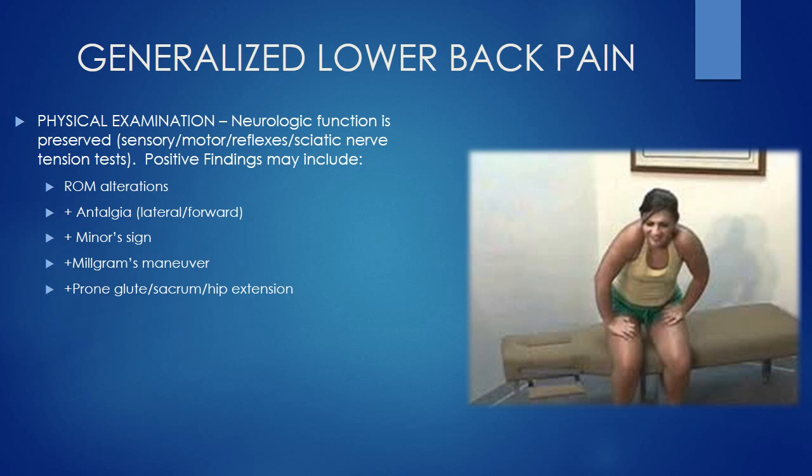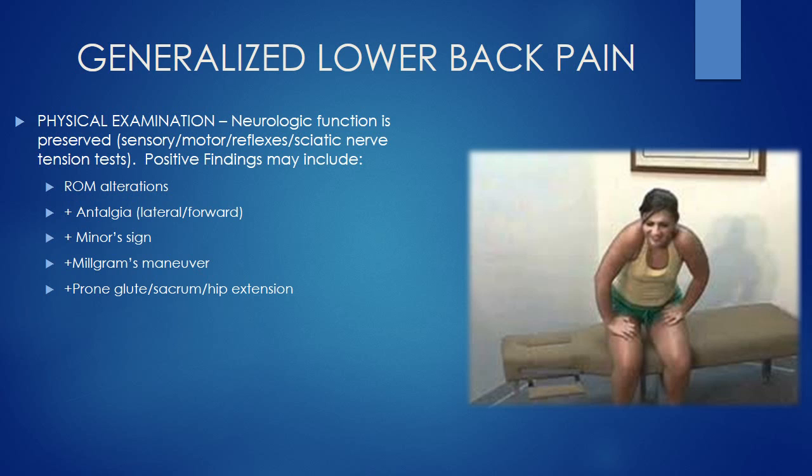Okay, so let's talk about the physical examination for patients that present with lumbago. Now, typically, the physical examination associated with generalized and nonspecific lower back pain is going to have a normal neurologic function. Lumbar spine nerve roots and lower extremity peripheral nerve function will be completely normal. So, patellar reflexes will be normal. Hamstring reflexes will be normal. Achilles reflexes will be normal. Sensation will be preserved in all dermatomes. And motor testing of lower extremity myotomes will be normal.